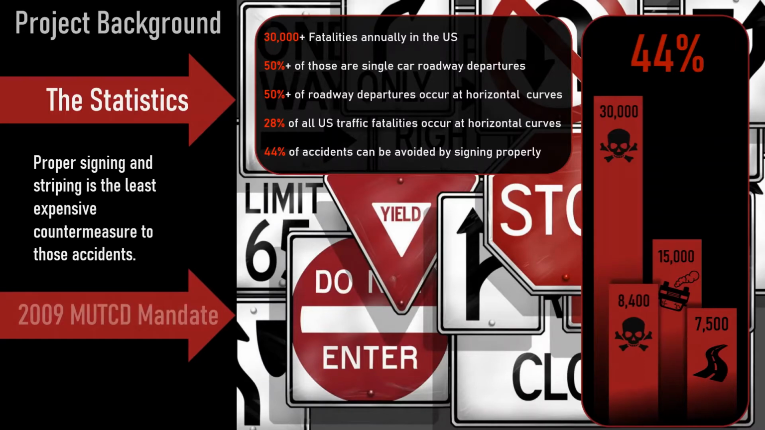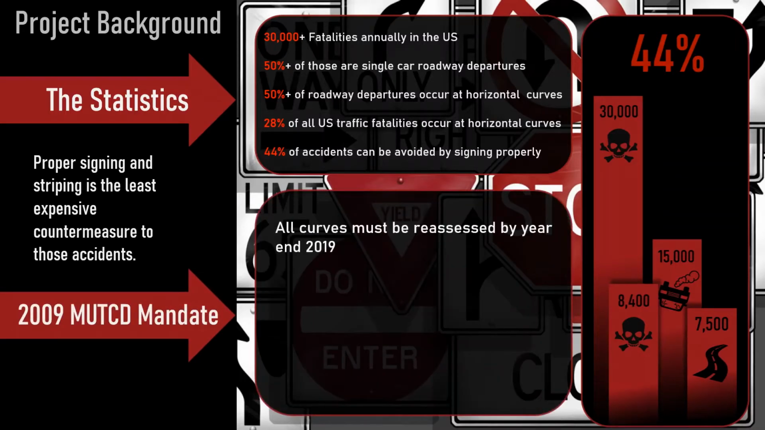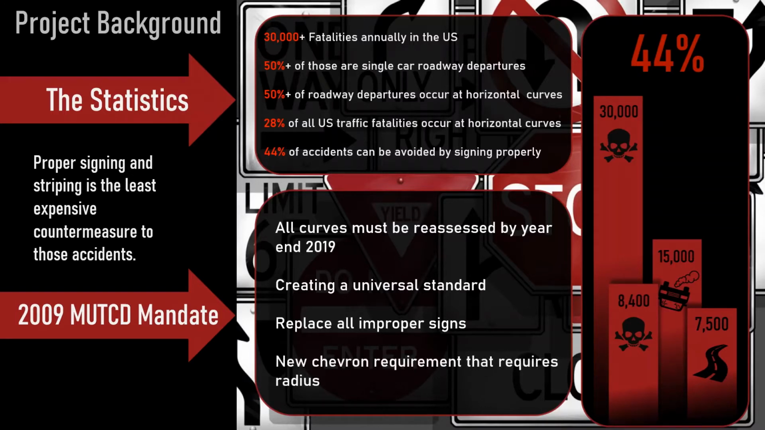The 2009 MUTCD mandated that all curves must be reassessed by the end of 2019. Creating a universal standard is very important in making sure that the driving public knows that everything is universal and works properly. Replace all improper signage. There are a lot of signs on curves that aren't correct, particularly recommended advisory speeds. And there is a new chevron requirement that requires having the radius of a curve. So just ball banking isn't sufficient anymore.